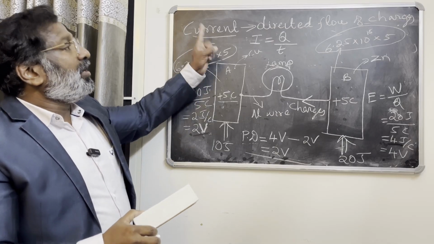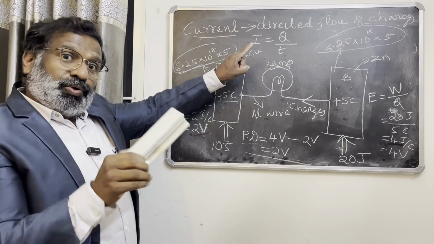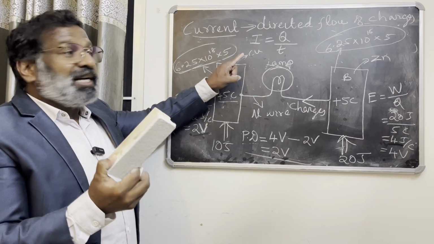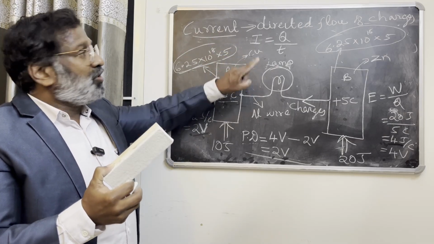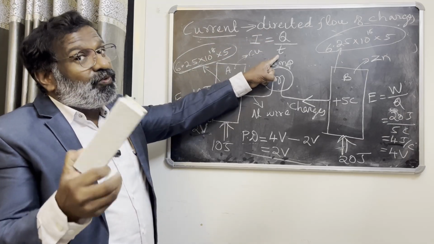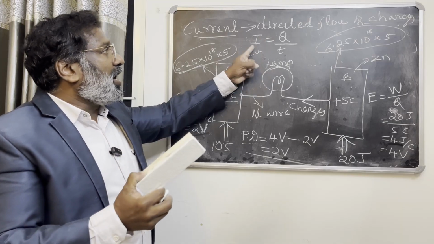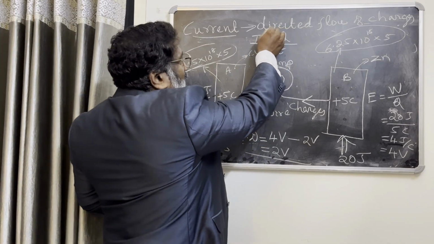So what is current? Directed flow of charge. How will you define current? Current is defined as the rate of flow of charge. So charge divided by time means rate of flow of charge. So current, denoted as I, equals Q divided by T.